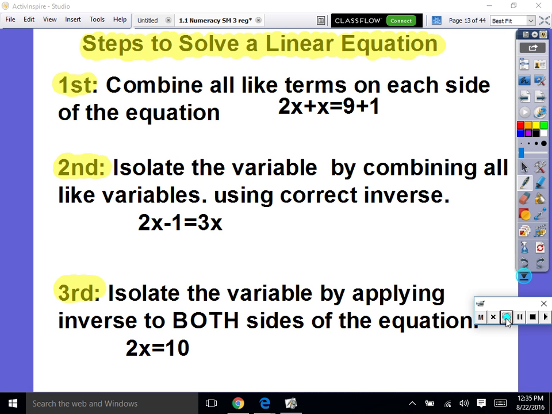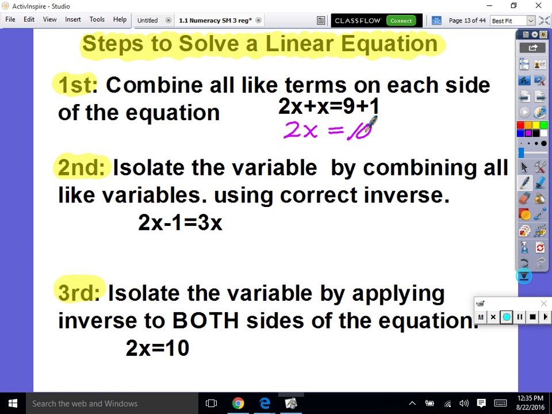So, the steps to solve a linear equation. Our first step is to combine all like terms on each side of the equation. Like terms, so like 2x plus x. Don't say that's 2x squared. What's 2 apples plus 1 apple? How many apples? 3 apples. The apple part doesn't change. So we have 2x plus x is 3x, which is equal to 10, right? Does everybody see what I mean when I say combine like terms on each side of the equation?